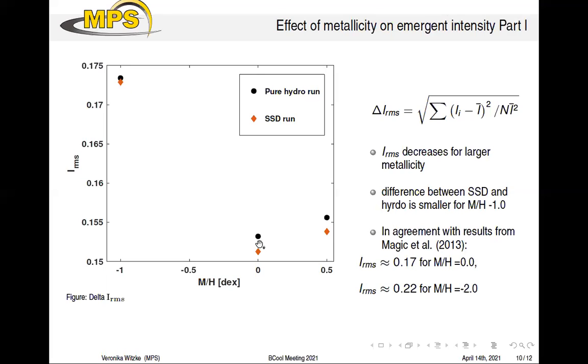And then if we go to solar metallicity and higher metallicity, we see that the difference between hydro and SSD becomes larger. So there are definitely more contrasts in the hydro case than in the SSD case. These 2 points I can compare with the Stagger, but this is just for hydro, and they also have a much higher RMS intensity for very low metallicity stars. But again, these are only hydro simulations.